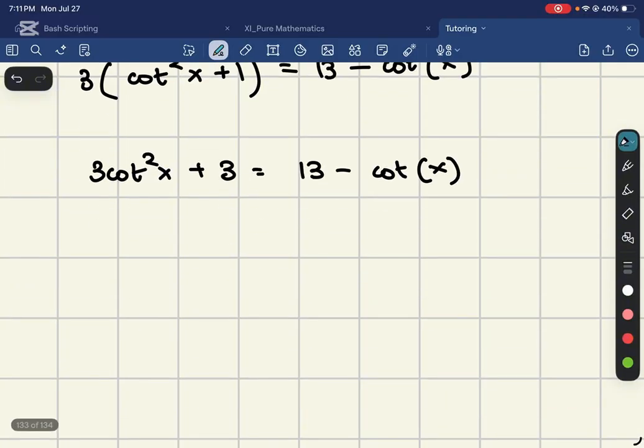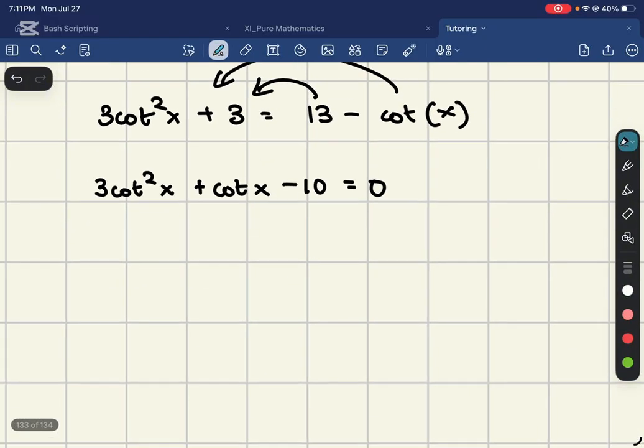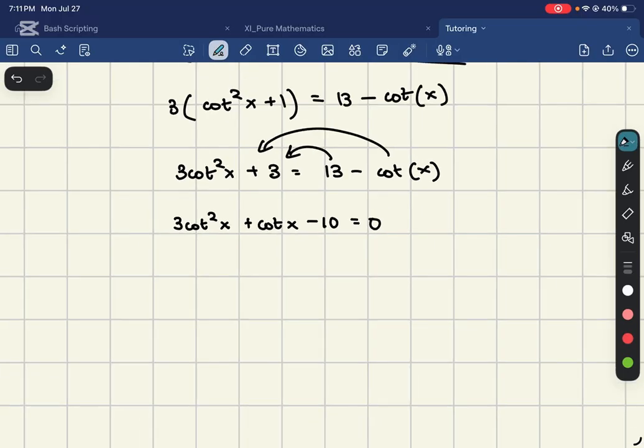And now we can simplify this further. We can write this as 3 cot squared x plus cot x. If I bring this here, and I'm going to bring 13 here as well, right? I'm bringing everything from the right-hand side to my left-hand side. So if you do that, you get this expression. All right. And I'm going to leave you to figure out how we get to this expression. And we can continue working on.